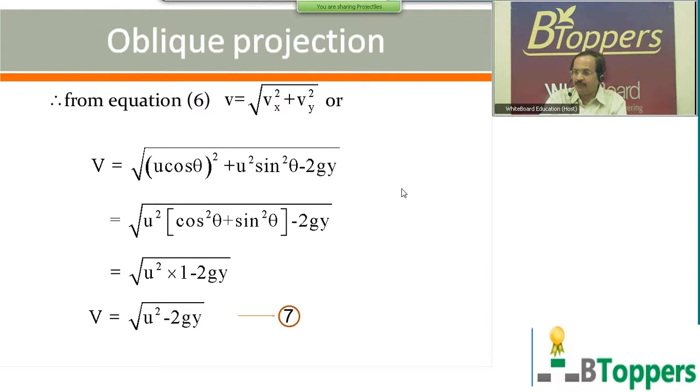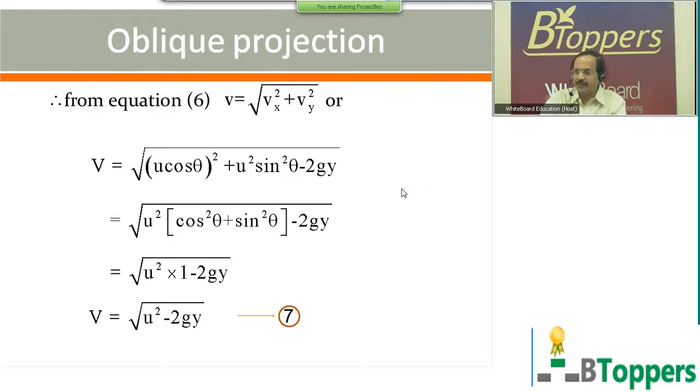So you get the magnitude of velocity at a given height y above the horizontal plane of projection. At a given vertical displacement y, it is given by v equal to root of u square minus 2gy. You call it equation number 7. I am giving numbers to those equations which you may have to remember, which we directly use while solving numerical problems at later stages. Those who want to copy the notes, you can take a pause and copy the notes.